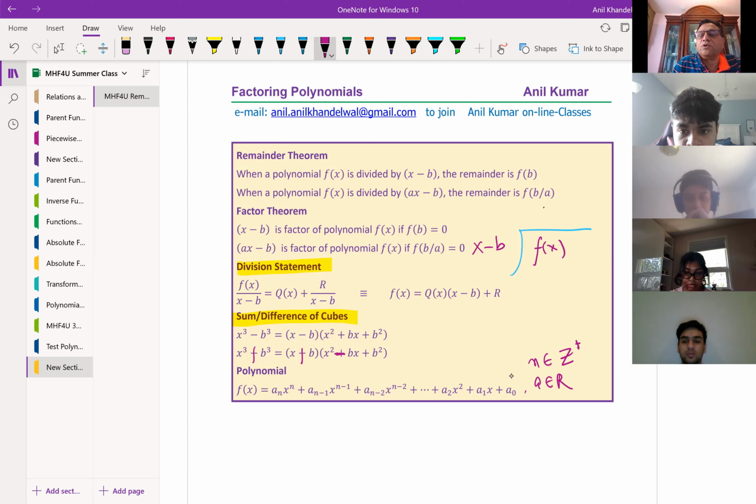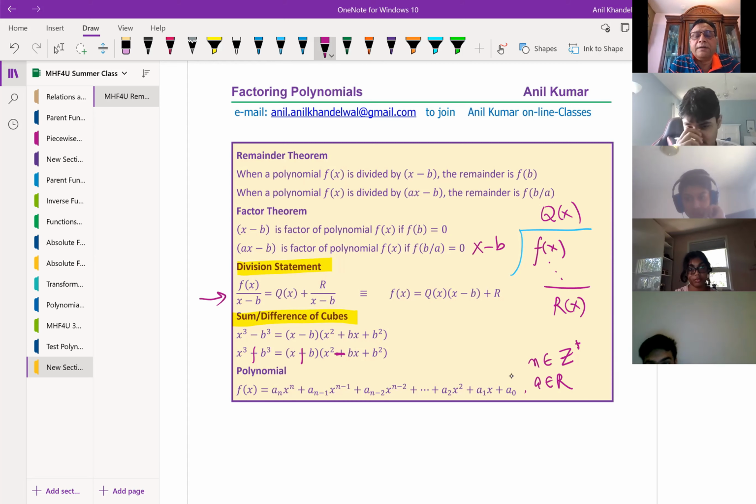What you get is a quotient q(x), and at the end, we get a remainder r(x). If that is the case, then we can say f(x) divided by x minus b is equal to the quotient plus remainder divided by x minus b. Is this statement clear to everyone?